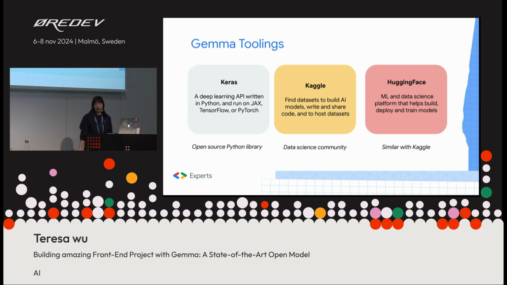And what platforms can we use Gemma with? There are actually quite a lot. It's probably more than those two now. You can also use Google AI Studio. Let's see. Hugging Face and Kaggle are quite similar platforms. Have any of you tried Kaggle and Hugging Face? Yeah, so you are familiar with it.